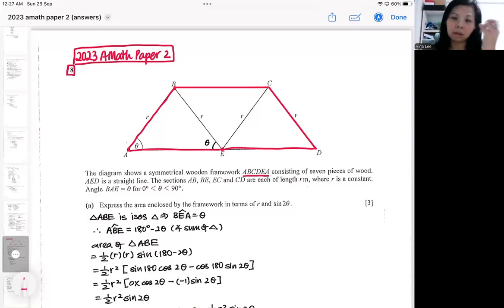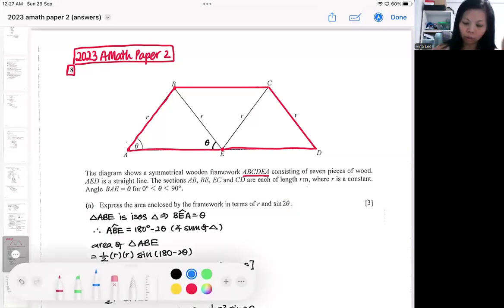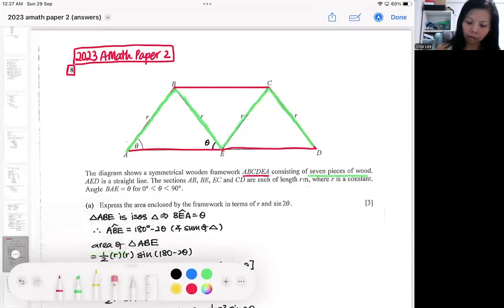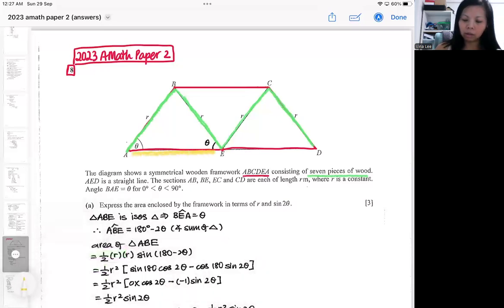Okay, and then it says that they consist of 7 pieces of wood. So you might want to justify where the 7 pieces of wood are. So this is one piece of wood. This is another piece of wood. This is another piece of wood. So these 4 pieces are length R. And then there are another 3 pieces. So this is another piece, another piece, another piece. So these are the 7 pieces of wood. So make sure you read.